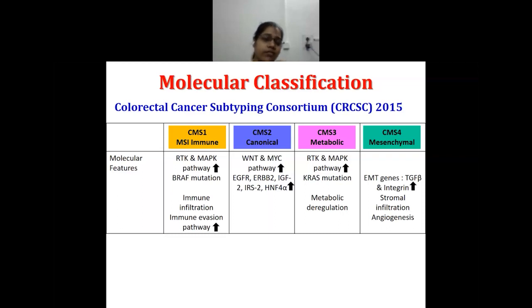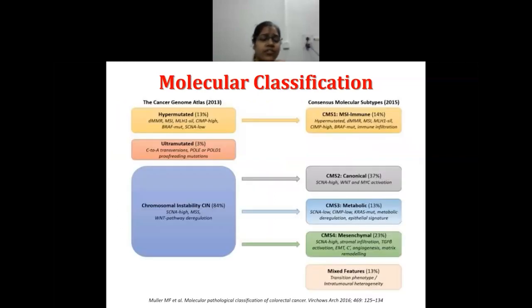Now, coming to the characteristics seen in CMS1, they were characterized by immune infiltration and upregulation of immune evasion pathways. Metabolic deregulation was characteristically noted with CMS3, while angiogenesis and stromal infiltration were the hallmark for CMS4. Now, this is a pictorial representation comparing the previous TCGA classification with the current CMS subtypes. In here, as we can note, the hypermutated variant all came under CMS1, which is the MSI immune, and the chromosomal instability, which accounted for 84% of the patients, fell into either of the 3 categories of CMS2, 3, and 4.